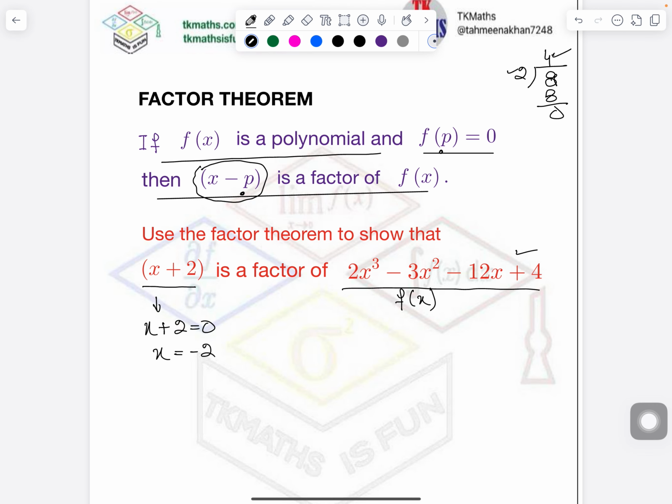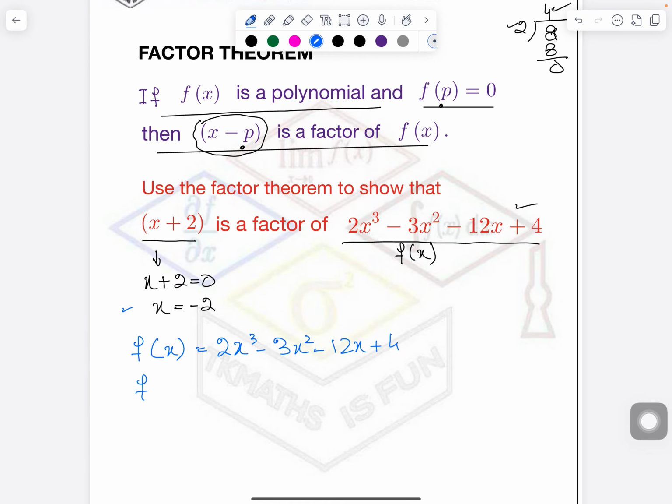So let me say, let f of x equal this whole function which is given to us. And now this value of x which I have found from the divisor, which is minus 2, I will plug in here in place of x. And if my answer comes 0, then I can say it is a factor. So you pick up your calculator quickly and you can check it. I will also check very quickly.